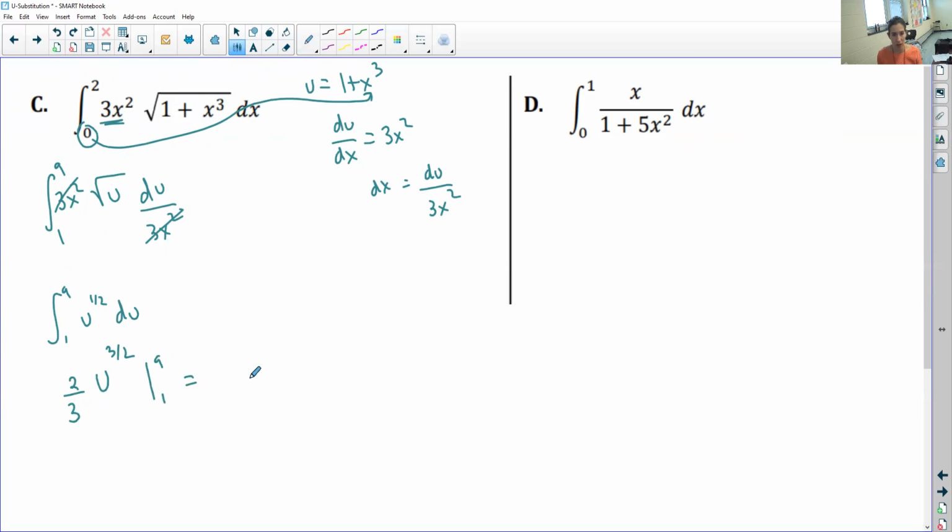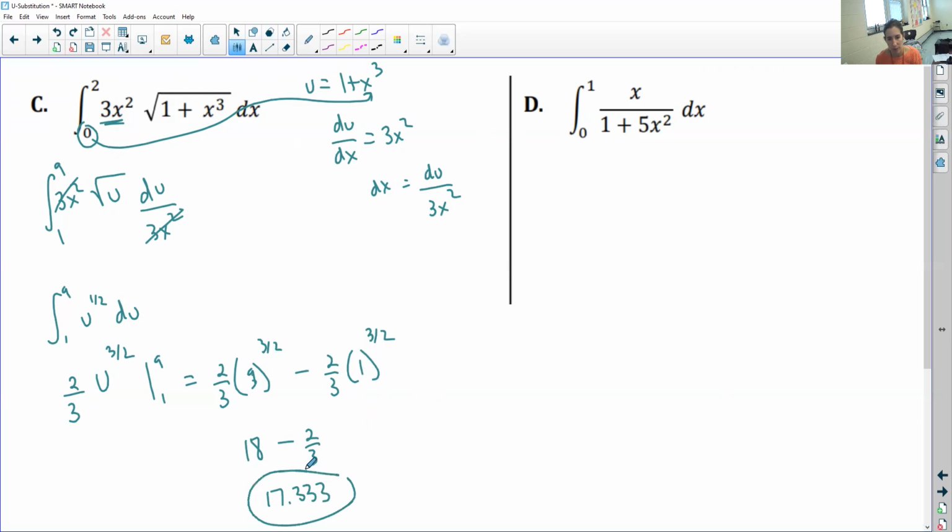So now let's plug in our top bound, so it's 2/3 times 9 to the 3 over 2, minus 2/3 times 1 to the 3 over 2. So now 9 to the 3 over 2, well, that over 2 will square root the 9, and the third power will make it 27. So 27 times 2/3 is 18. Minus, and then 1 to any power will still be 1, so minus 2/3. So this is 17.333. If you want to write it as a fraction, that's fine too.